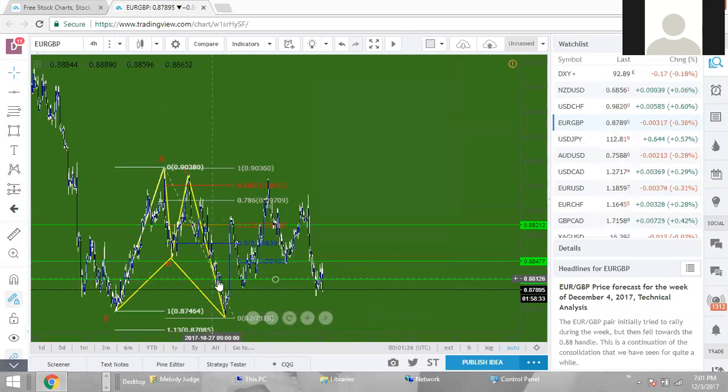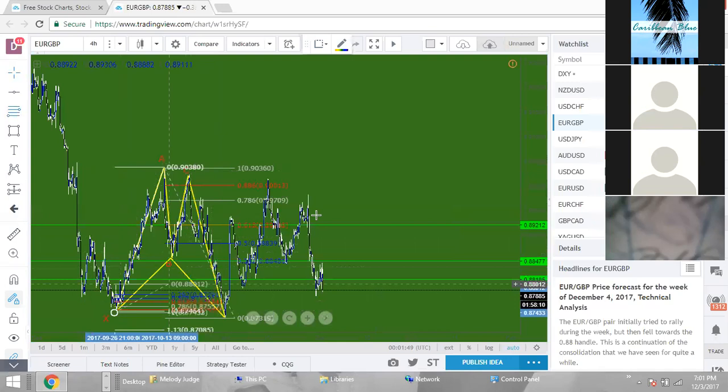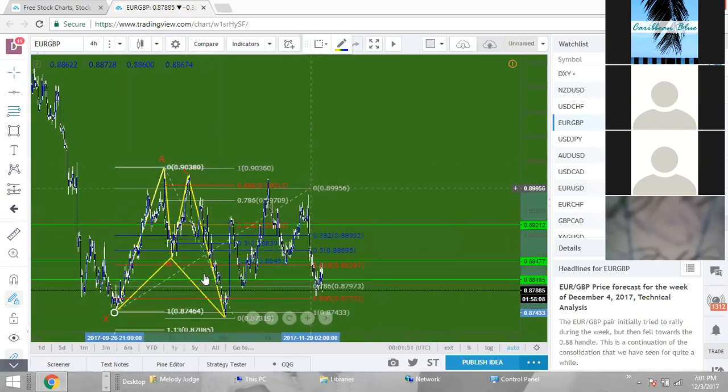I would have entered here right at the 786, especially with the 127 being right there as well. I would have entered here just because I had my X to A, I had my B, and I had my C. Everything was valid. So I was just waiting for D to make it down here, even an equal measure move. I noticed that my equal measure move wouldn't work right there. So I was waiting for D to basically get down here to the 786, of course. Let me get rid of some of this stuff, bro.